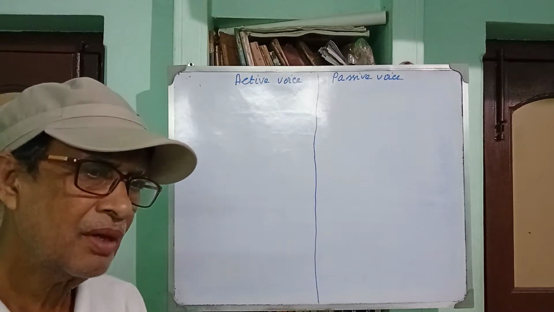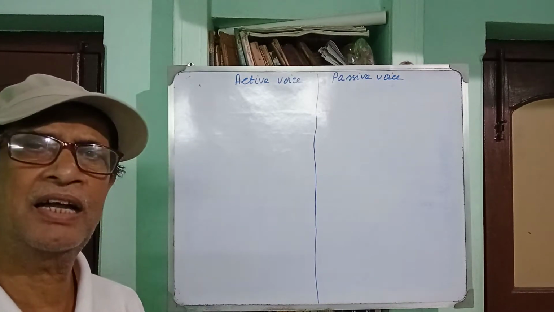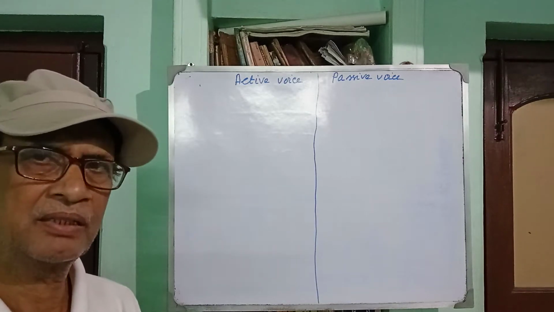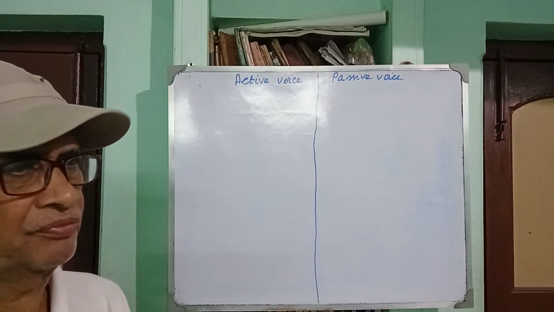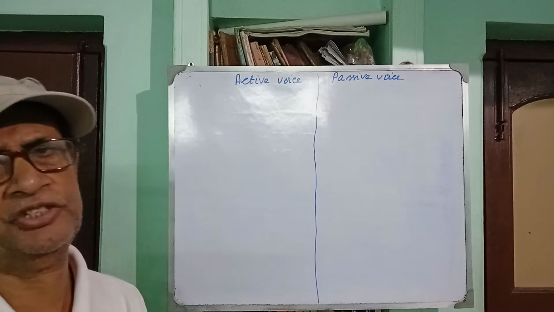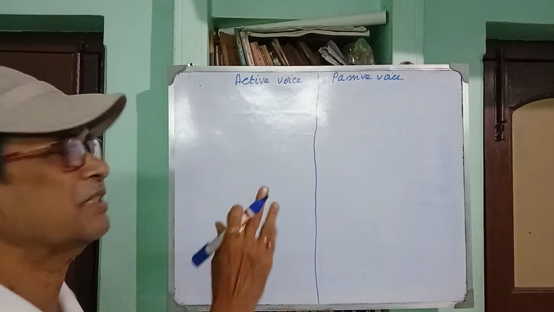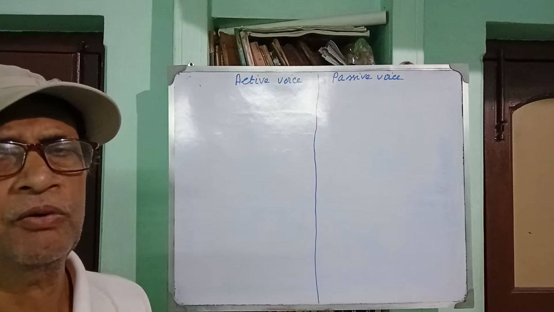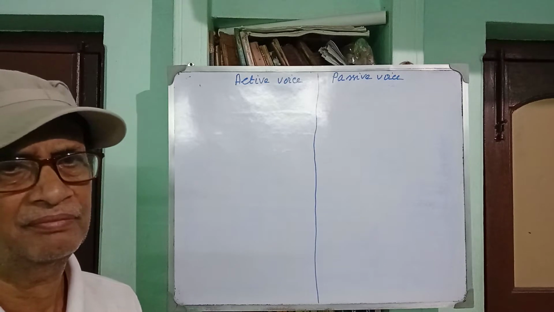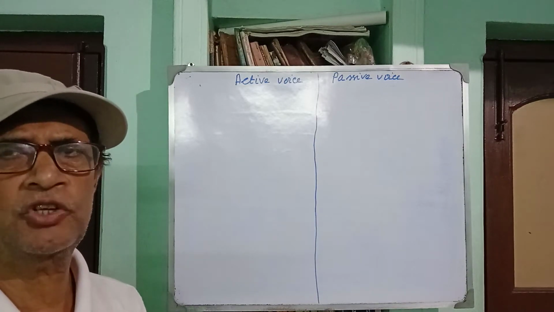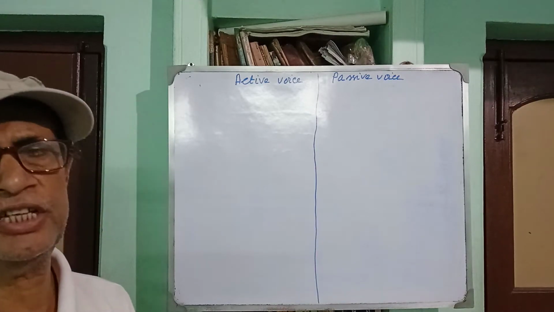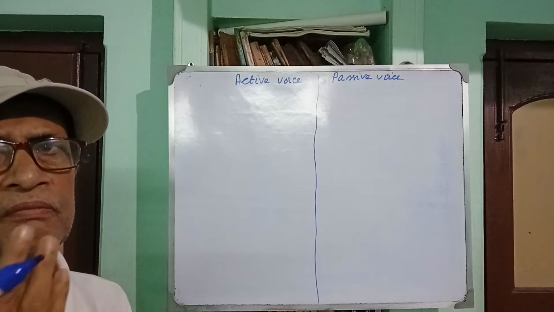However, in my last class I discussed with you transitive verb and intransitive verb, direct object and indirect object, and tonight's topic is active voice and passive voice. We have already learned that if there is no object in a sentence, we can't change it from active to passive voice.